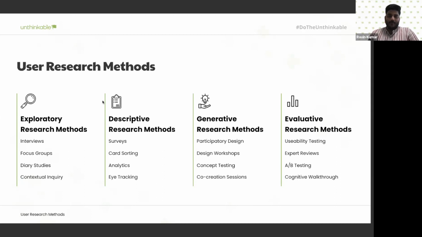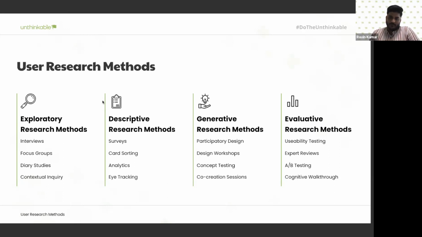And then moving ahead with the second type of research that we generally do, which is descriptive. These descriptive research methods are used to gather quantitative data about users' behavior, what they feel, their preferences, and their attitudes about certain things.